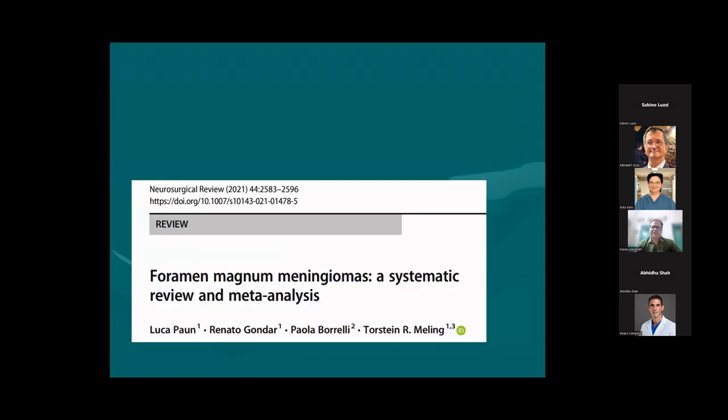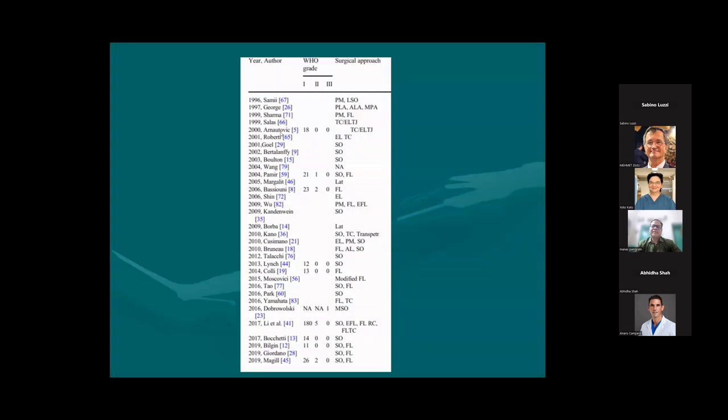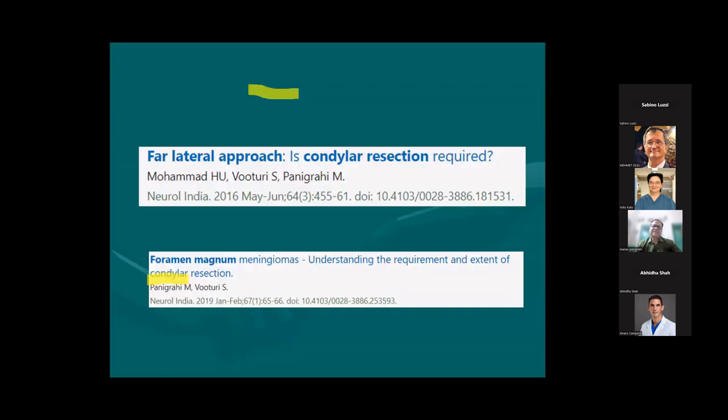Now, there is this systematic review in 2021. When they analyzed all the foramen magnum meningiomas from 1996 to 2019, many people had used all types of approaches, starting from midline posterior fossa to extreme lateral approach, far lateral, transtubercular, transpetrosal, and it is confusing for a surgeon who starts practicing which is the best approach.